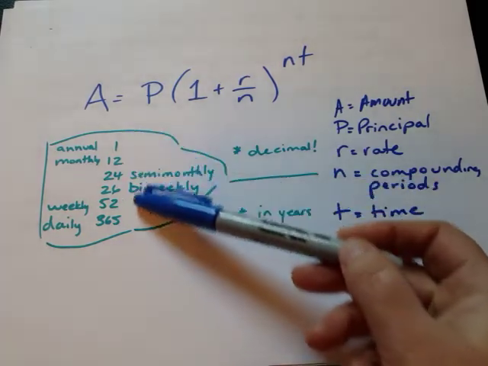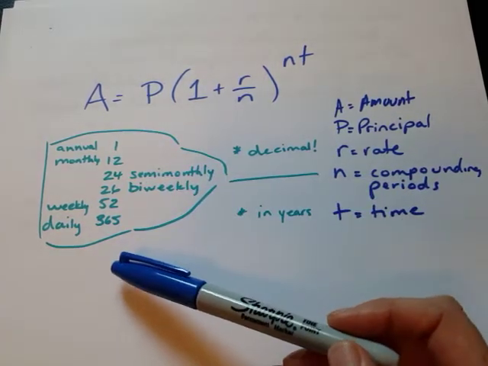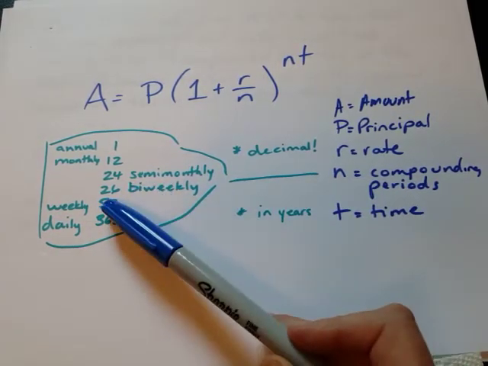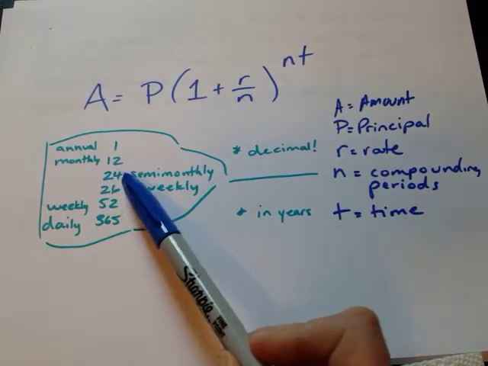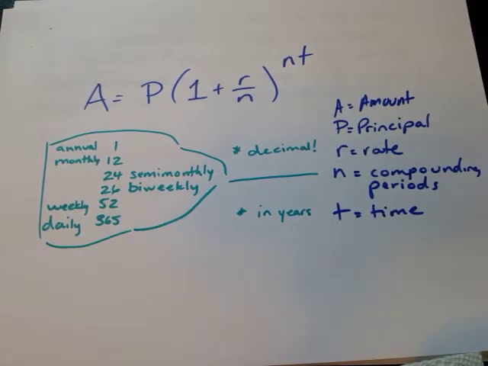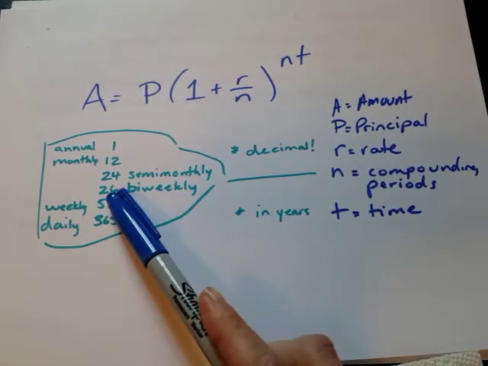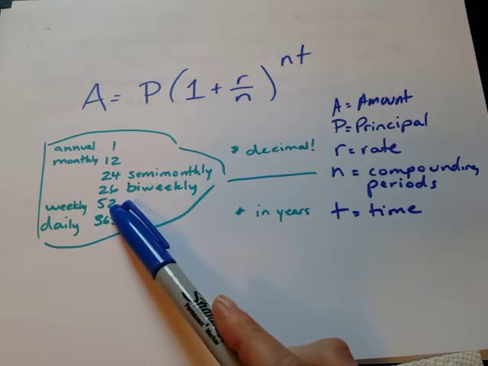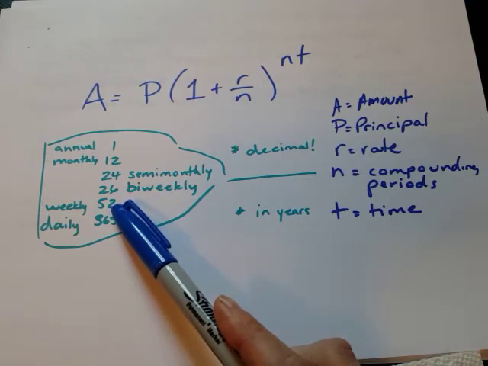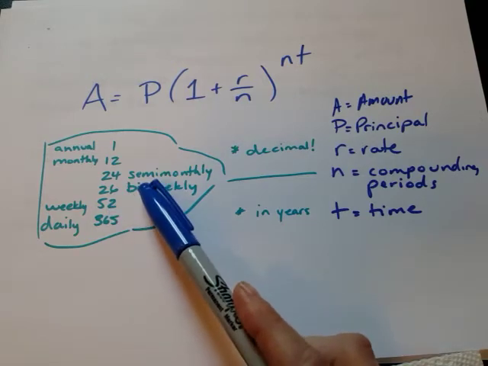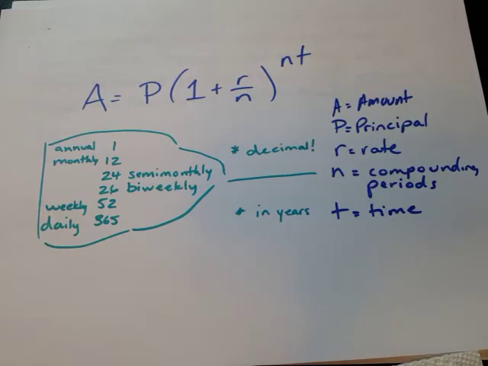We've got our time chart here, if you will. So semi-monthly being 24, that's 2 payments in every month, so 12 times 2 to make 24. And bi-weekly is 26, where you have your weekly payments and you divide it by 2. So every second week there's a compound. So that's our basic formula.